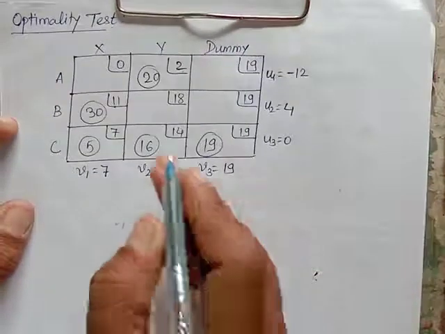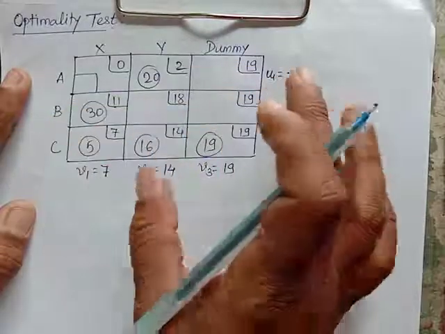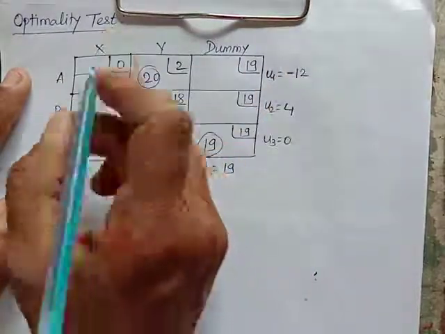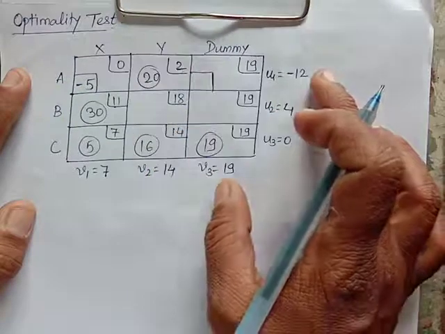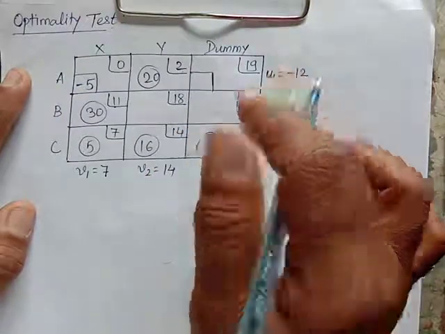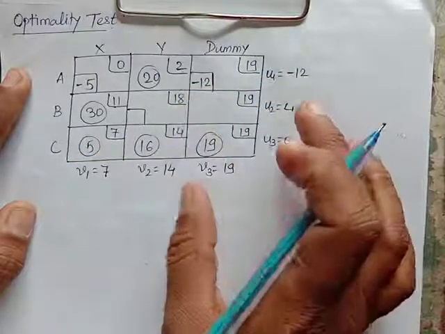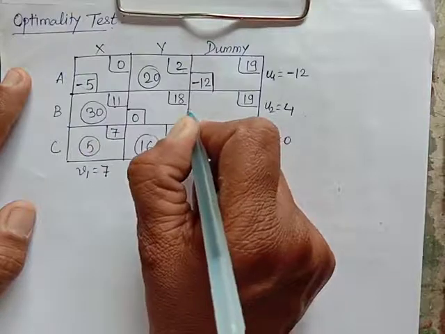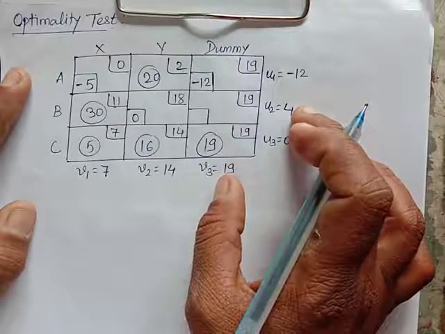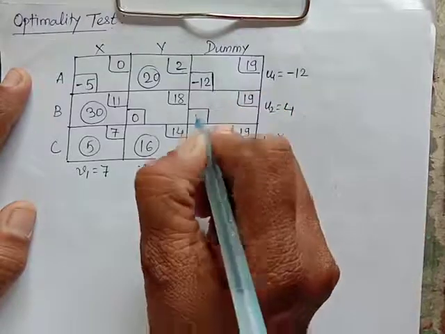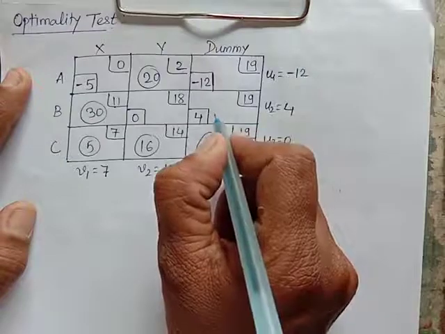Now after finding ui and vj, let's determine delta ij. This is minus 5. This is 7 minus 19, so minus 12. This is 0. What about this? This is 19 plus 4, which is 23, minus 19, so it will be 4. So here we get a positive delta.